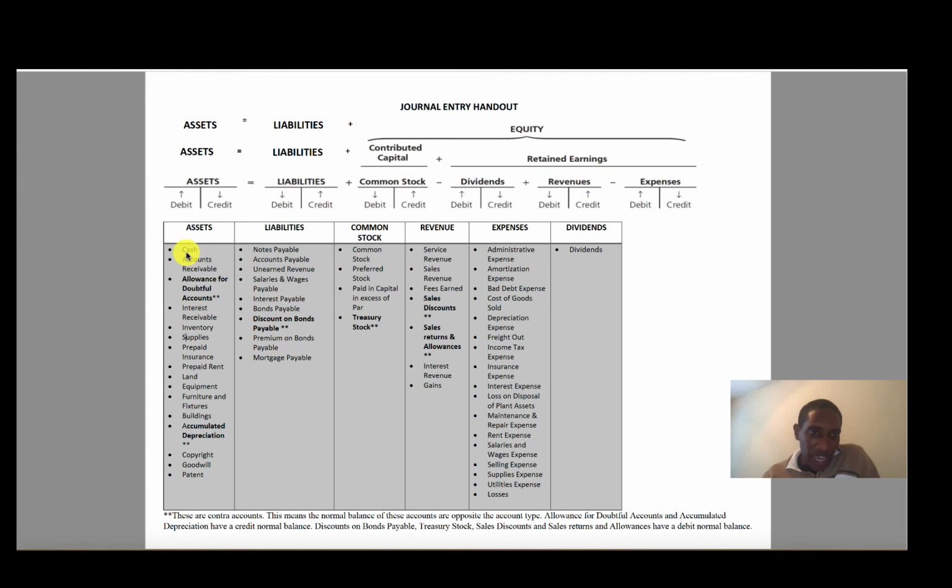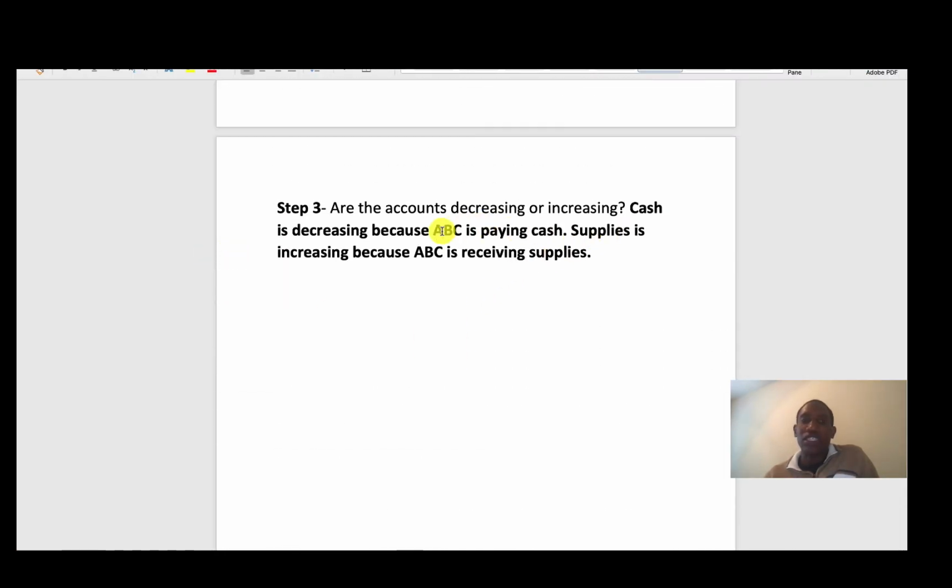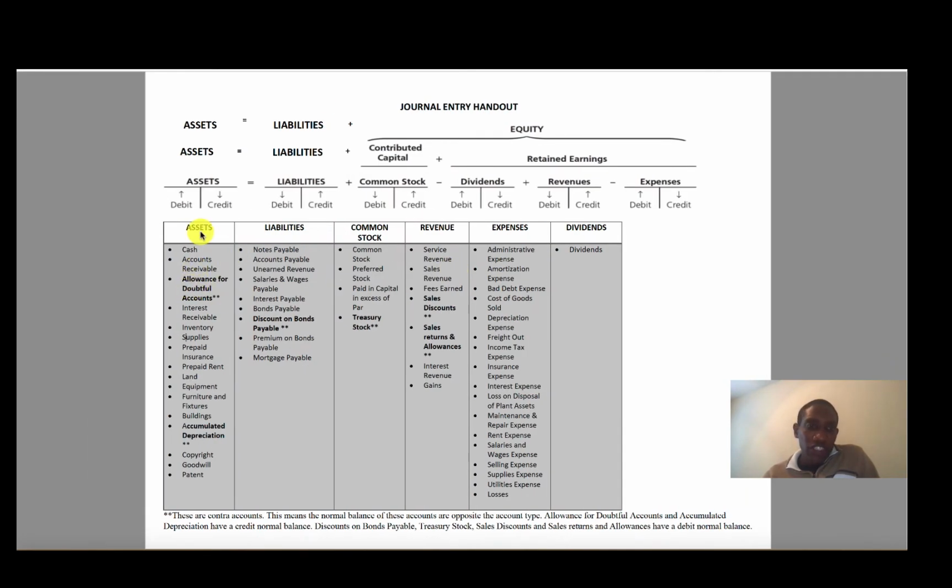So I look for cash. Cash is an asset. I look for supplies. Supplies is an asset. What's happening to the cash account again? Well, we said the cash account is decreasing. And what's happening to the supplies account? The supplies account is increasing. Both cash and supplies are assets. So now we can apply the rule and figure out what we debit and credit.